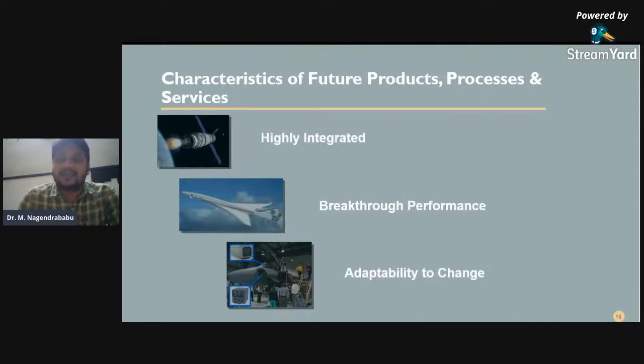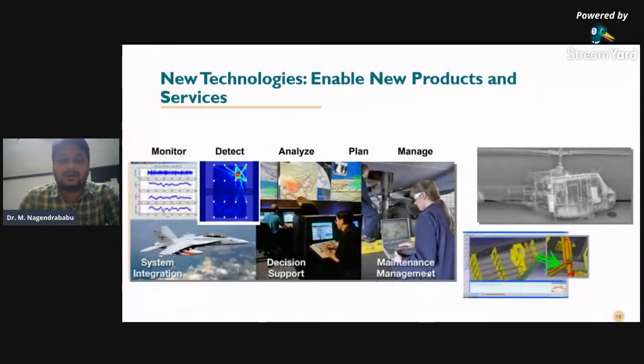Similarly, the other three. Highly integrated is nothing but integration of many functions into a single component. Breakthrough performance is nothing but 2 to 100 fold performance improvements. Adaptability to change means it is easy to upgrade with the latest technology advancements. Coming to new technologies, the growth of new technologies enables new products and services, which we have to focus on more when it comes to research.